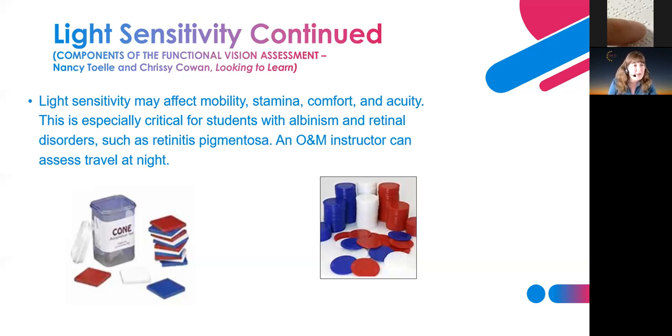We want to keep in mind that light sensitivity may affect mobility, stamina, comfort, and acuity. This is especially critical for students with albinism and retinal disorders, such as retinitis pigmentosa. An orientation and mobility instructor can assess travel at night. That's not something I could do.